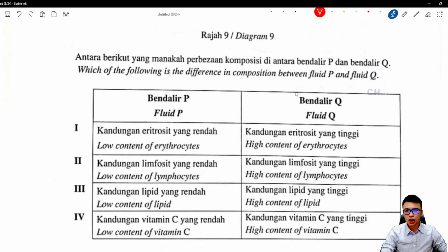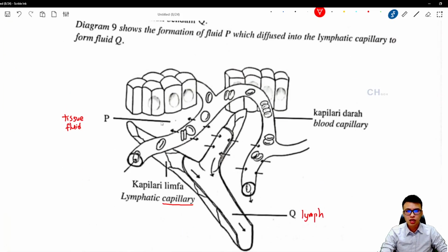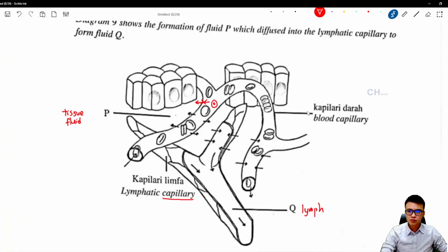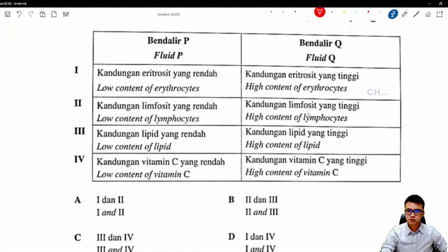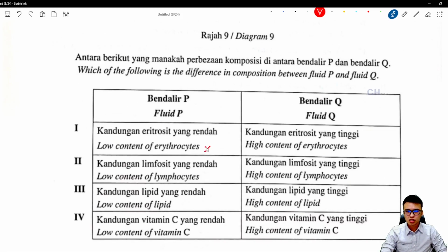So we look at the options one by one. Fluid P, low content of erythrocyte. Yes, fluid P confirm has low content of erythrocyte. Why? Because erythrocyte, the red blood cell, is too big to diffuse across the plasma membrane into the space between the cells. So in P, we don't have red blood cells. So this one is definitely no for the answer. Low content of lymphocyte, yes, it also has low content of lymphocyte, but inside the lymph, we have a high content of lymphocyte. This one is correct.